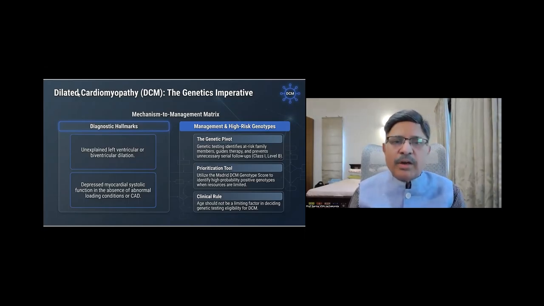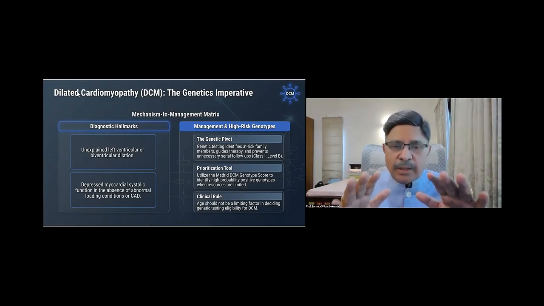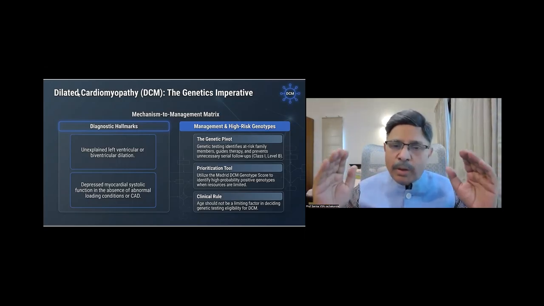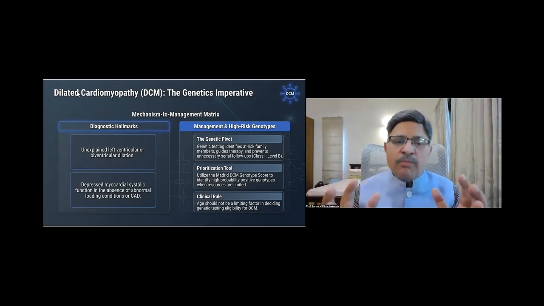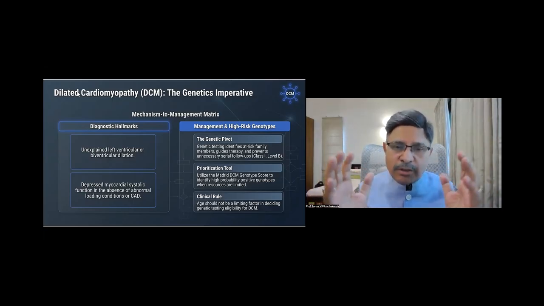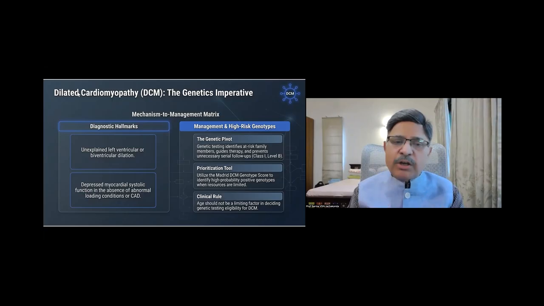Normally, we see ventricular dilatation, and so many causes are there for ventricular dilatation. In the absence of abnormal conditions which produce a secondary dilatation of the ventricle, if a patient de novo has decreased myocardial systolic function and left ventricular or biventricular dilatation, that is a case of DCM.